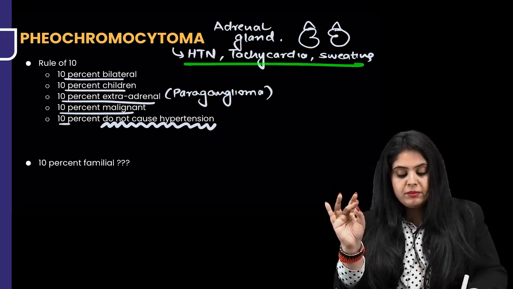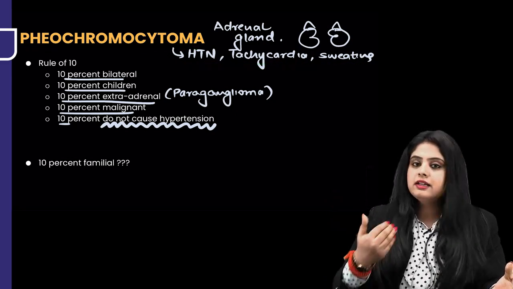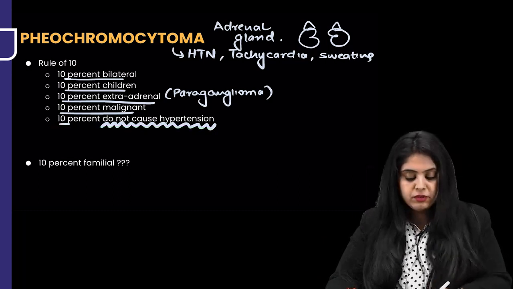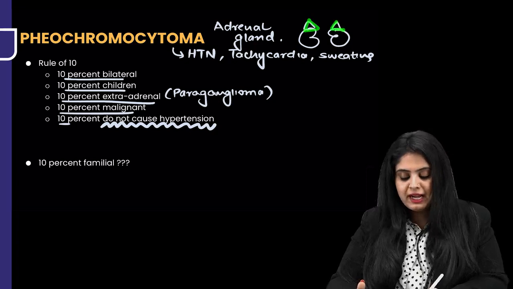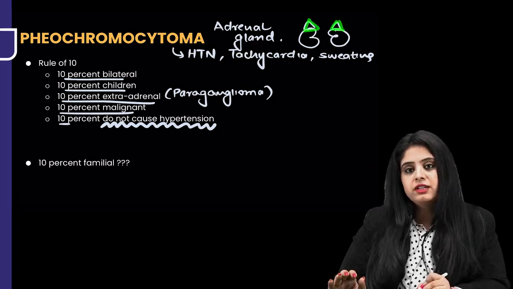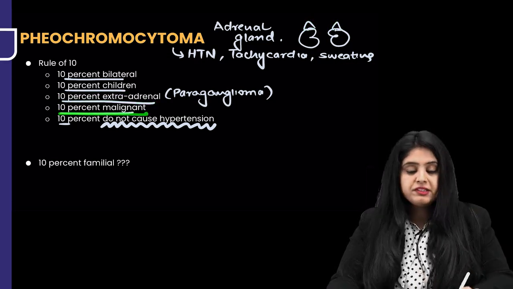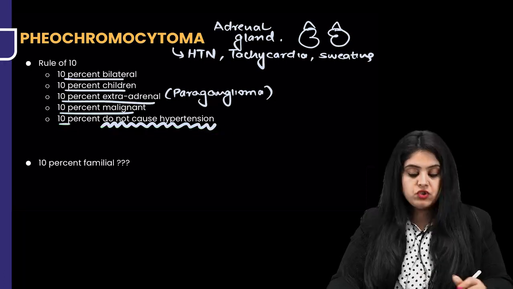So, this is usual because pheochromocytoma releases what? It releases catecholamines. Catecholamines will cause hypertension. So, only 10% of them don't cause hypertension. So, repeating, rare things are 10%. 10% of them are bilateral. 10% of them will occur in children. 10% of them will occur outside the gland. 10% of them will spread outside the gland. 10% of them will not cause hypertension.